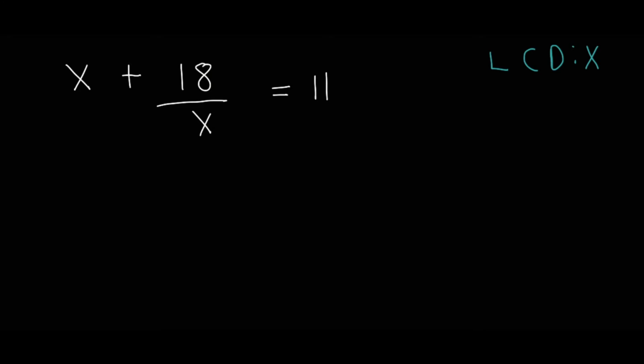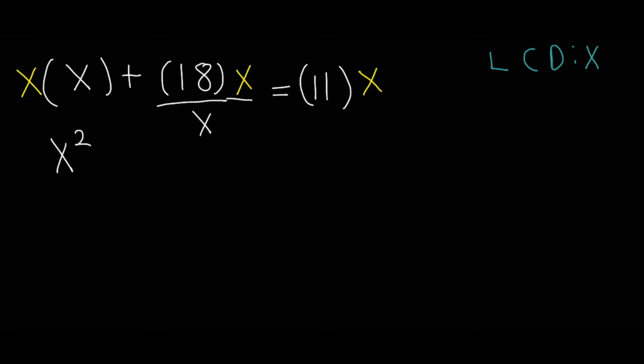From there, we multiply both sides by the LCD. So we multiply everything by this LCD of x. For this part, we have x times x, which is x squared. As for this one, x and x cancel. This means we are left with 18. And on the other side, 11 times x is 11x.